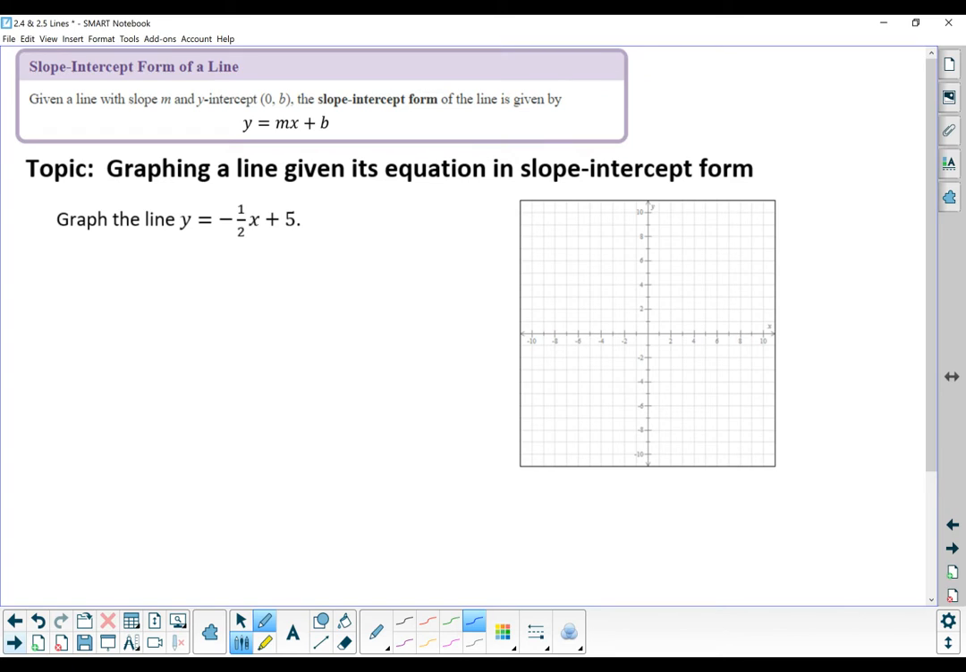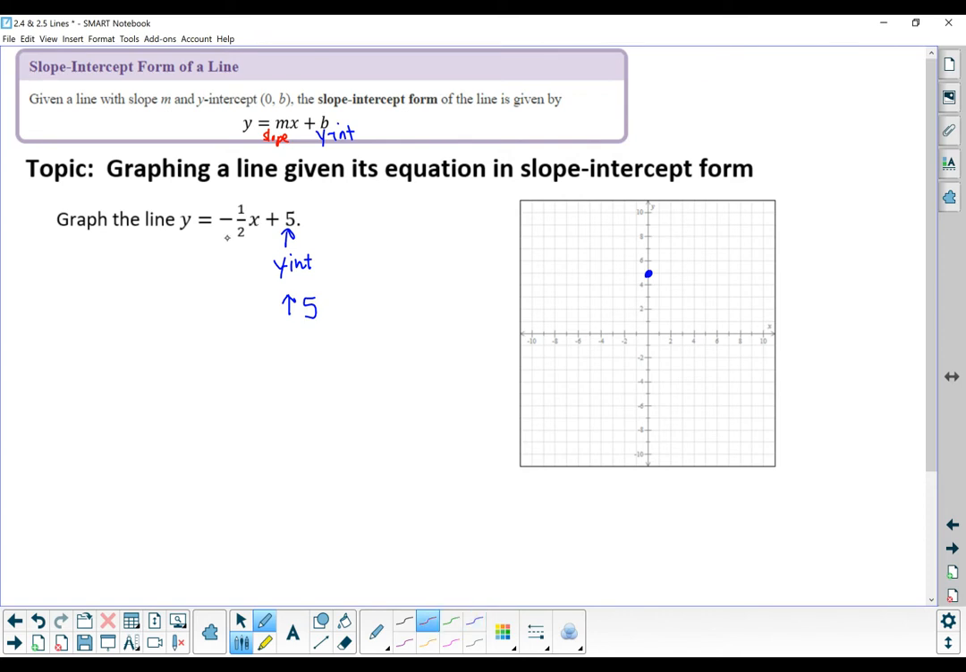All right, your next topic will be to graph lines, and the lines will be given to you in slope-intercept form. Slope-intercept form of a line is mx plus b. So m is the slope, and b is the y-intercept. So we're going to start with the y-intercept. And if you're good at translations, you can just think of this as shifting the function up 5 units. So that might help you remember that that's a y-intercept.